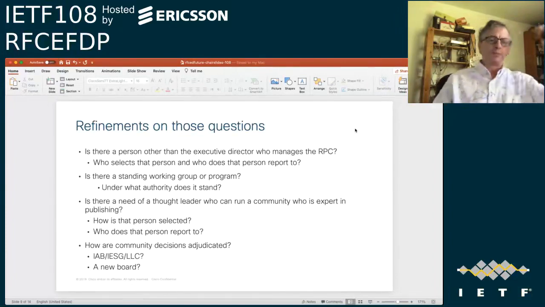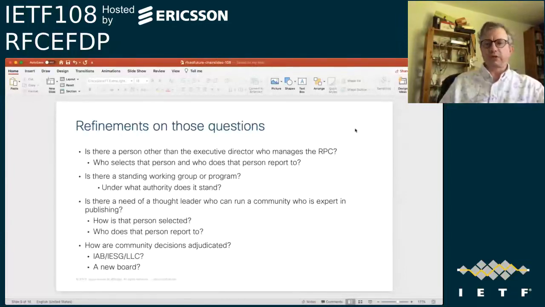The idea is, based on the hums, and once they're confirmed on the mailing list, we would then try to develop proposals along the lines of the results of the hum.